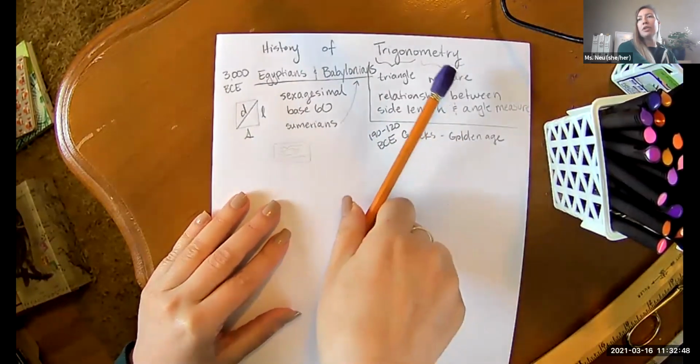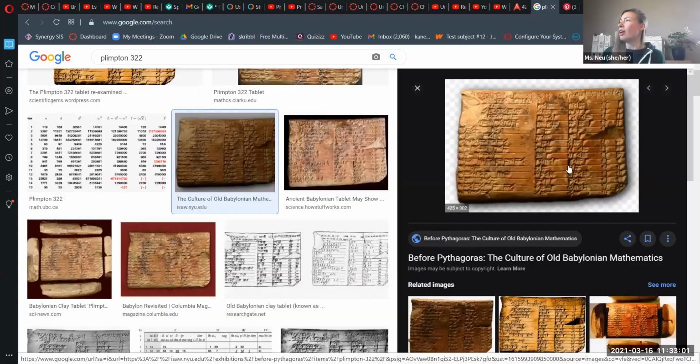Oh, and actually, I want to show you this tablet. All right, so here it is. And just to give you an idea of the size of it, you could hold up both of your hands and the tablet would fit on top of both your hands, right? So it's not very big, which I think is kind of cool, but it's got 15 lines of stuff.